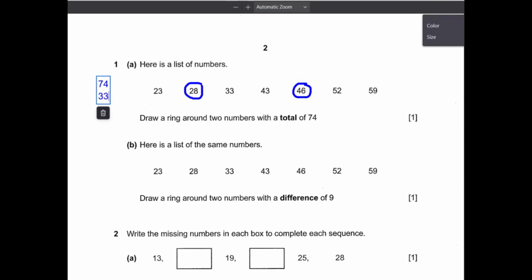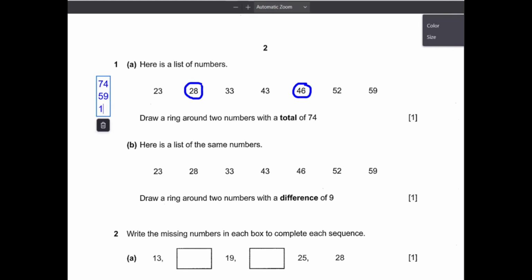Actually, they said two numbers. Now 74 minus 33 is equal to 41. Do you have 41? No. Then minus 43 will give you 31. Do you have 31? No. Then with the 46, we already did it. With the 52, it's going to be 22, and there's no 22. With the 59, it's going to be 15, and there's no 15.